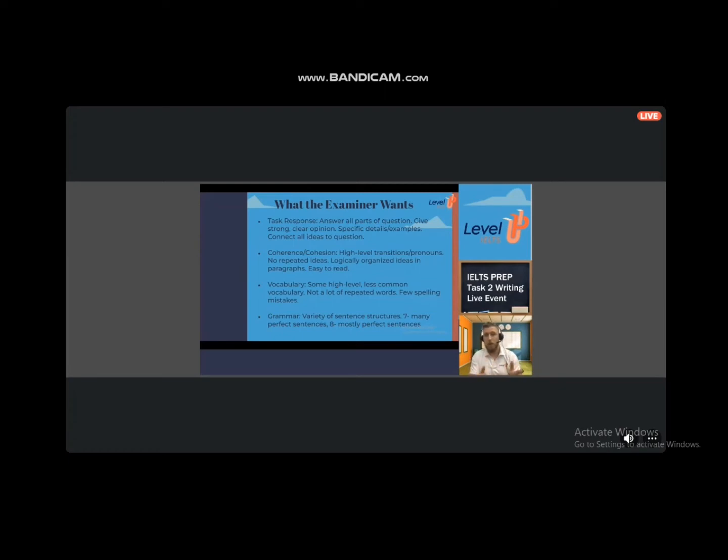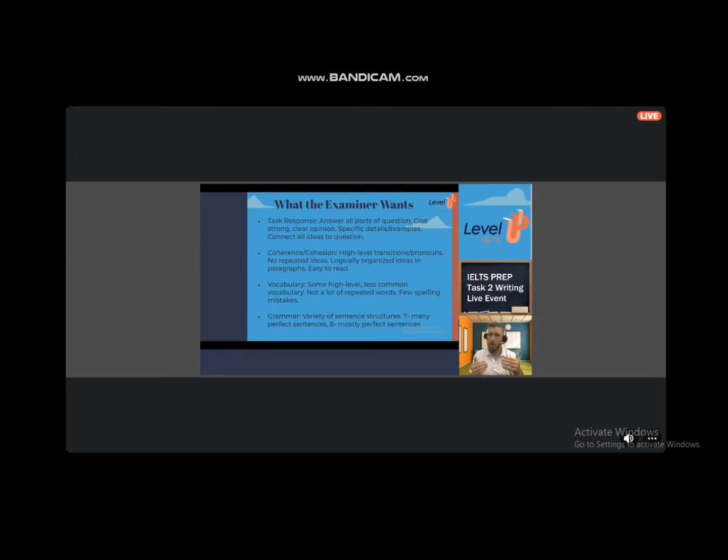Now, coherence and cohesion, the template has high-level transitions and pronouns. No repeated ideas. That's easy enough for people to not do. And the template also logically organizes your ideas in the paragraphs and makes it easy to read. So just by memorizing a template and executing that template on test day, you already have at least a level 7 in task response and coherence and cohesion.